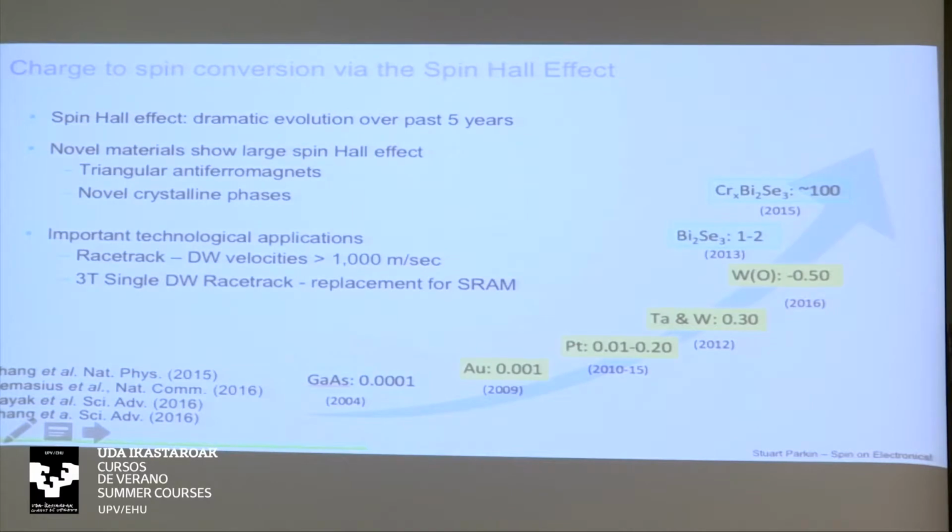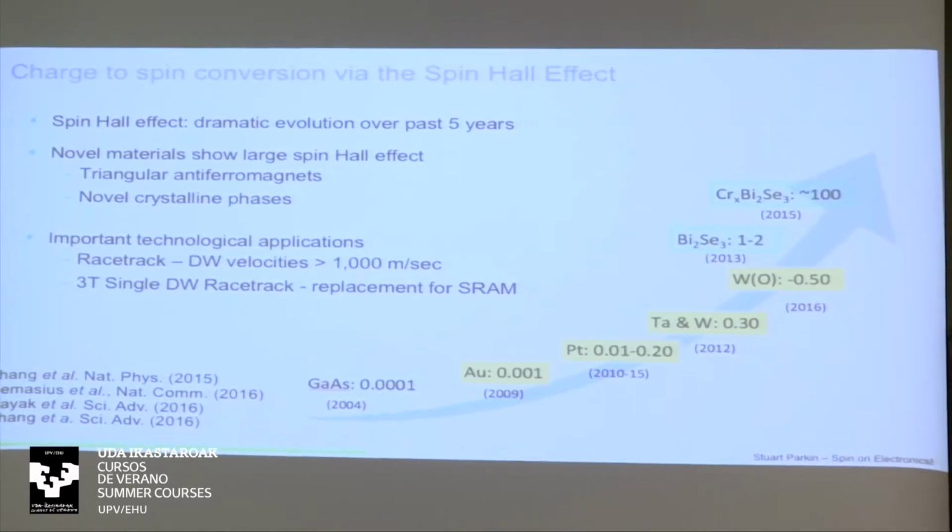And now back to Racetrack. So what I did this morning, I tried to explain that to manipulate chiral domain walls, we use a combination of several different spin-orbit related phenomena, one of which is the spin Hall effect.